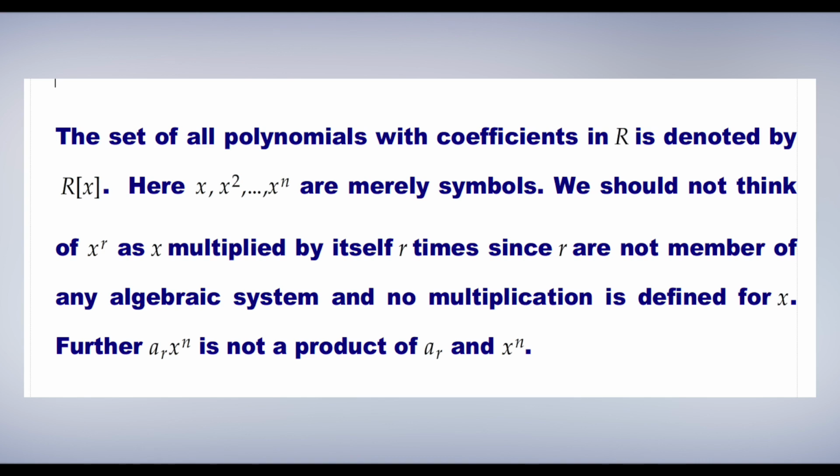Here x, x square and so on, x power n are merely symbols. We should not think of x power r as x multiplied by itself r times, since x is not a member of any algebraic system and no multiplication is defined for x. Further, ar x power r is not a product of ar and x power r.